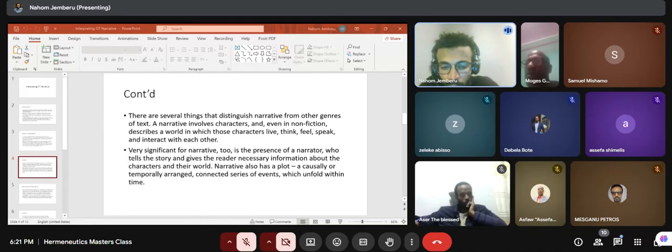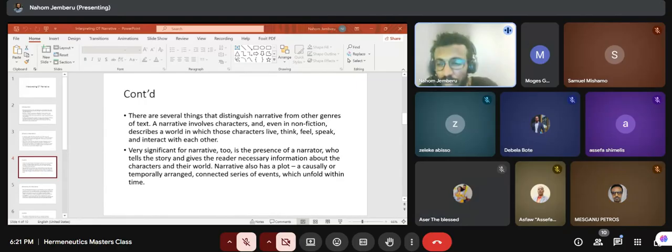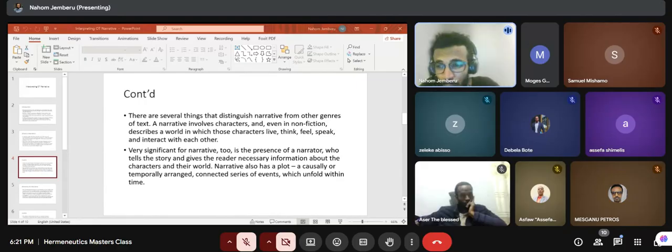So in order to understand it better, to understand the text better, you have to make sure that you are interpreting it from the narrator's perspective.